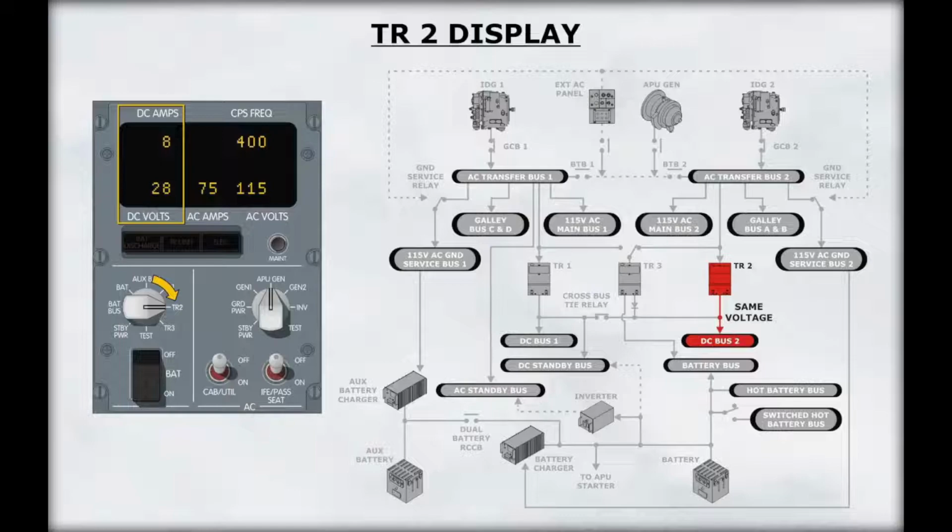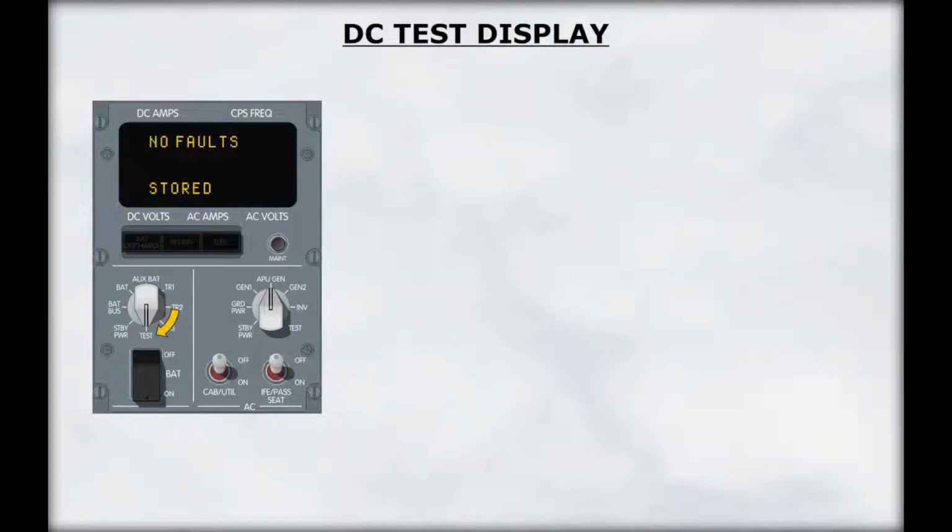Position TR3 indicates the voltage straight out of TR3. A zero amperage reading implies a malfunctioning TR even though its voltage appears to be normal. TRs never display a negative reading. The test position is used by maintenance.